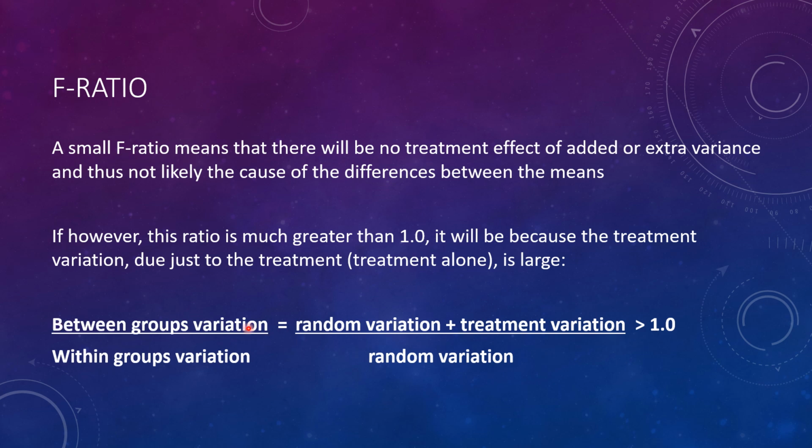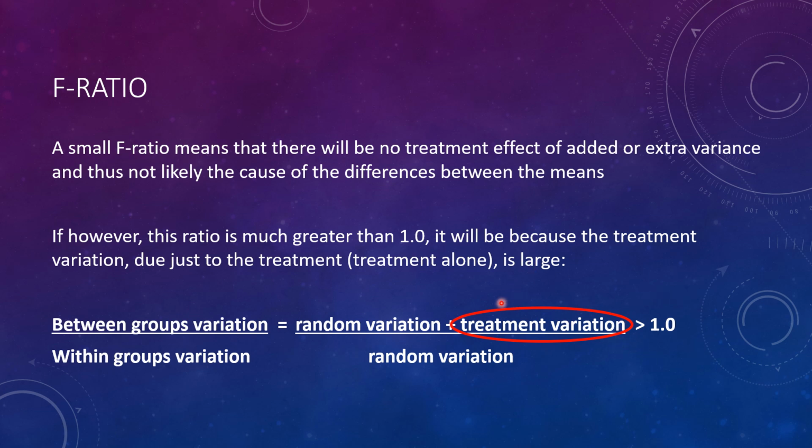In this case, the numerator now becomes a little bit different. It becomes random variation plus treatment variation, whatever these values are going to be. I'm not going to put values to them right now because this is still conceptual. On the bottom, we still have the same denominator, random variation. However, the value up top is going to be larger than the denominator. Why? Because I've got this added part here, this treatment variation. And so the F ratio should be larger than 1.